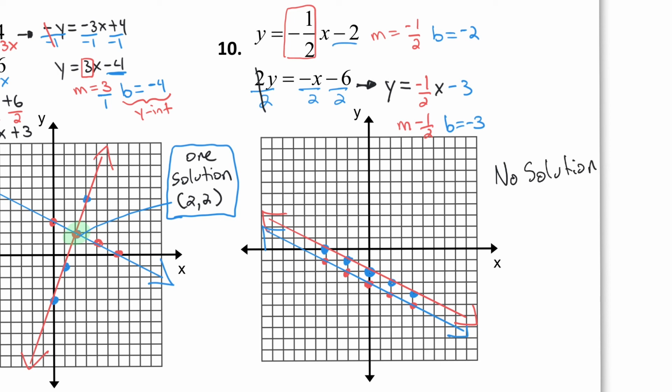Now if you graph the system and the two lines are the same line, so one line is on top of the other one, that's when you have many solutions, because the two lines will be intersecting everywhere. That will be infinitely many solutions. So this is solving a system by graphing.